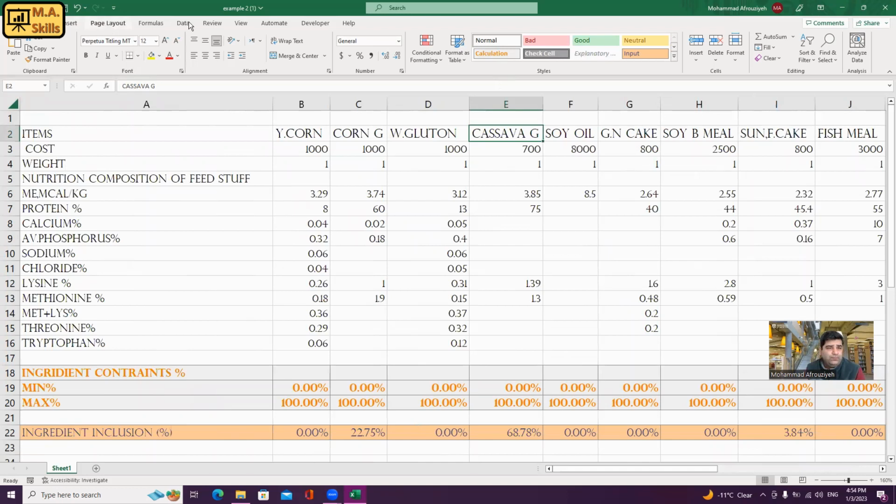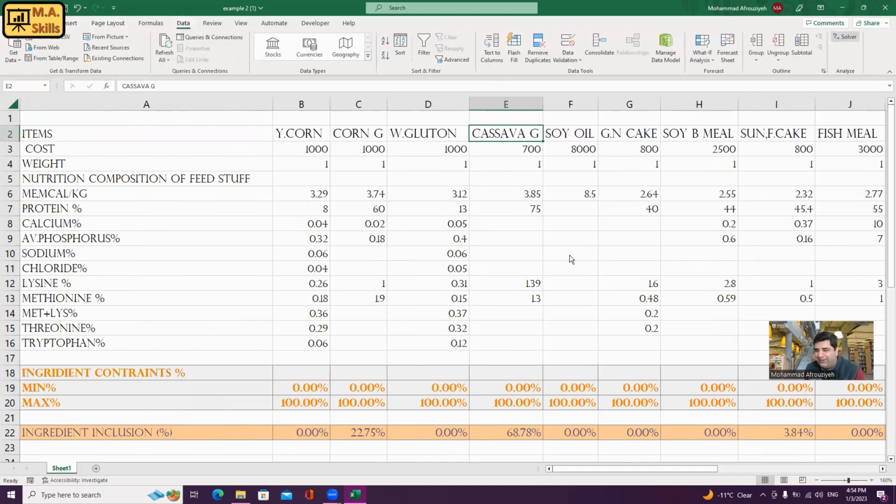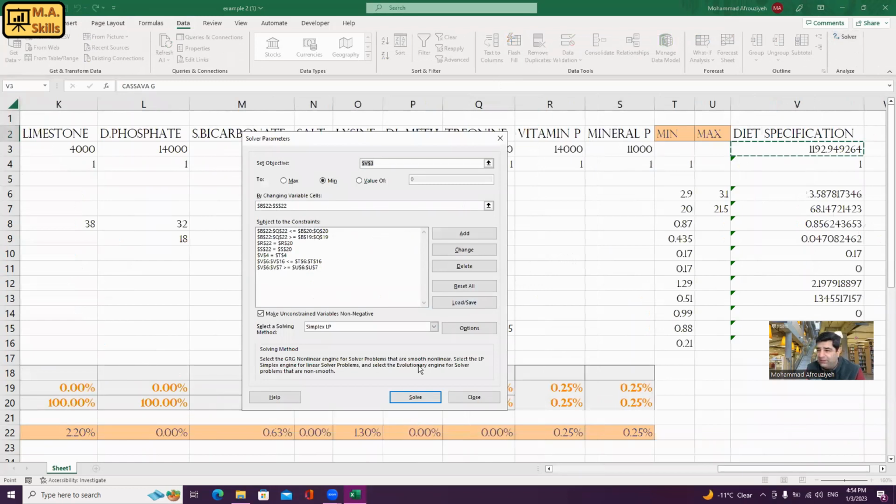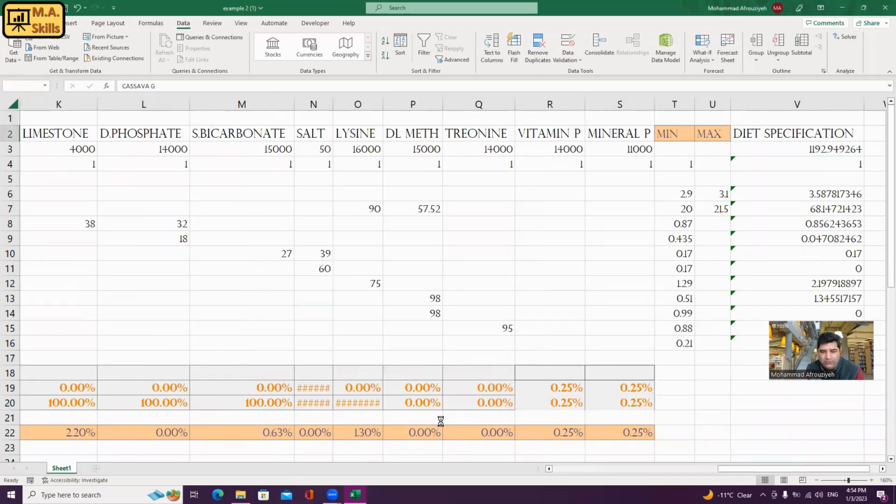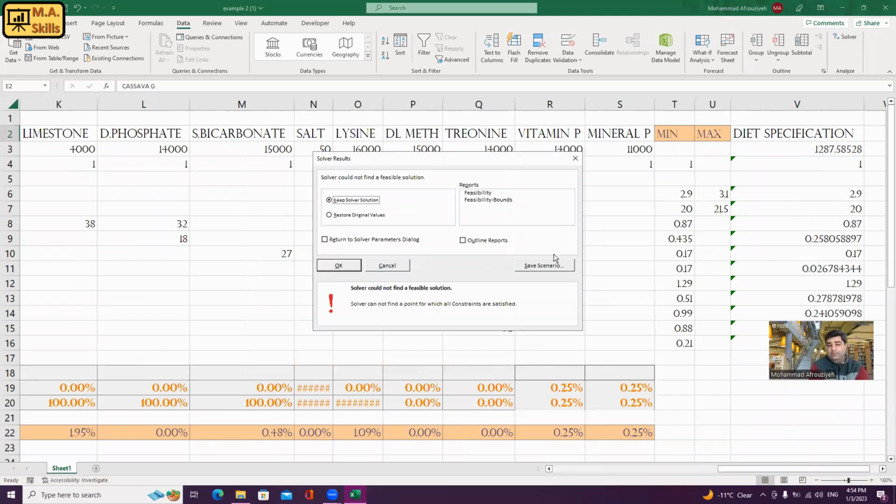Let's just use the solver to solve this feed formulation problem. I'm going to press solve. All right. Look at the message. It says solver could not find a feasible solution. It's a different story. It's different from the message that we got in the previous file. When it says solver could not find a feasible solution, it means that your spreadsheet is correct.